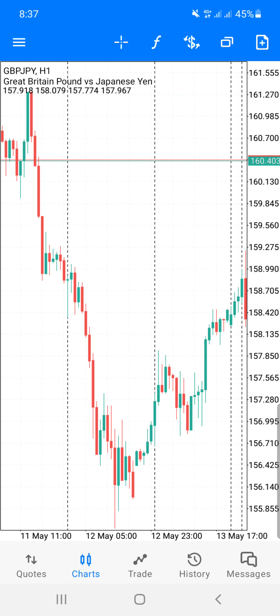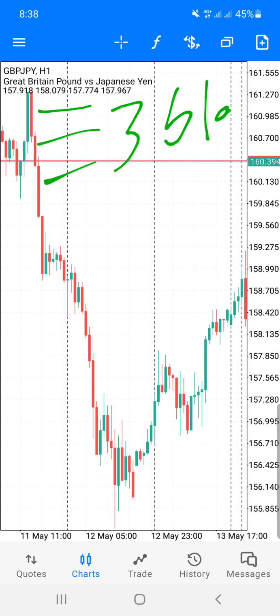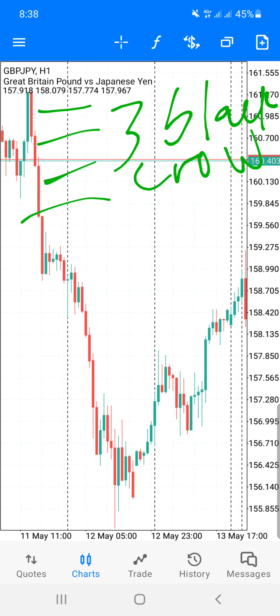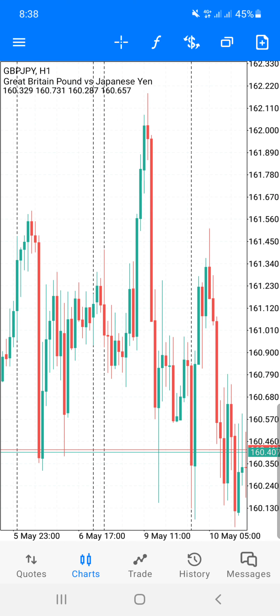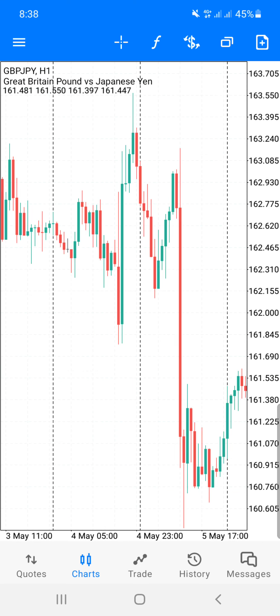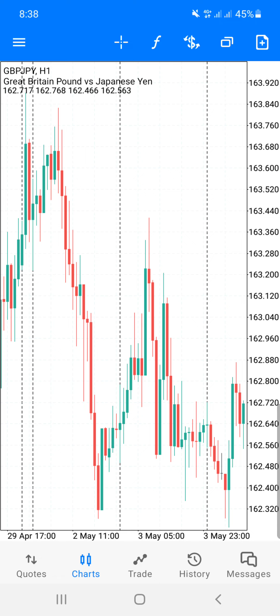See another perfect example of three black crows. See this, see this, see this, right? Perfect example of three black crows. This is telling you that the bears are fully in control of the market. In this particular case, if you enter the market after seeing this pattern, maybe you place a sell, you will still make profits because the market sold for quite a while. So let's check for other examples of three black crows and three white soldiers.